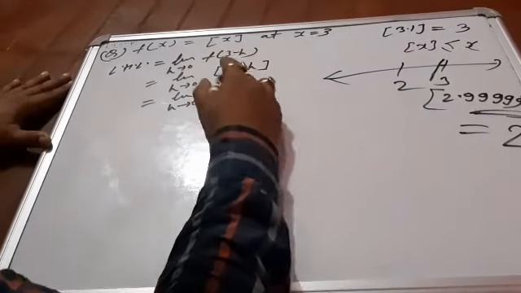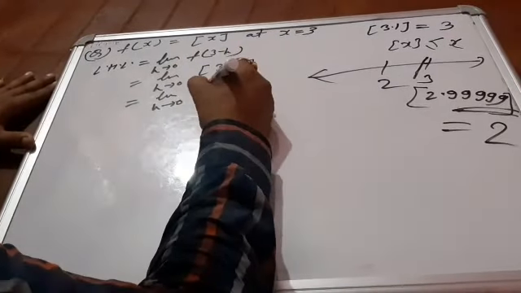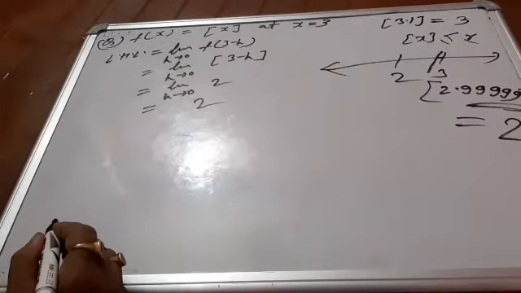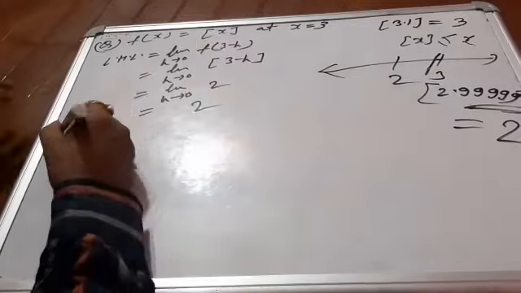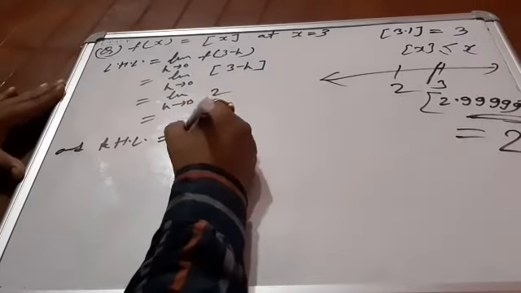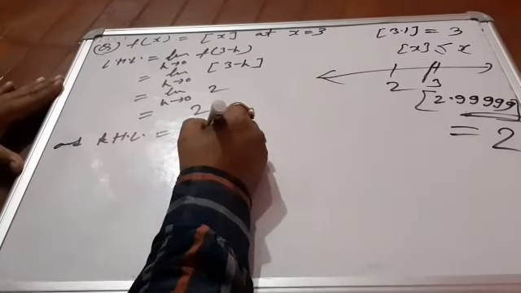Use the value of the greatest integer of 3 minus h. It is your 2. Now remove the limit. The value of this one is 2. Understood? And RHL, if you want to find out here, it is your limit h tends to 0.